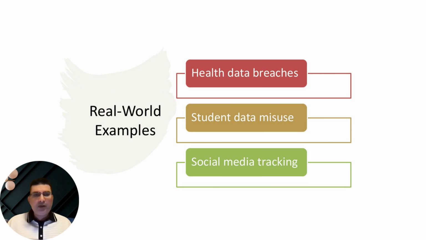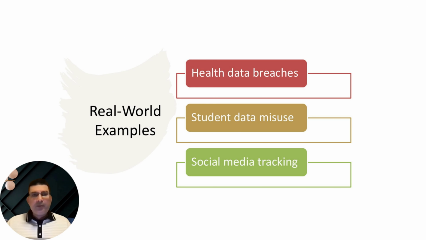Example 2. Student data. Universities collect grades, attendance, behavior logs, online activity, used for early warning systems, advising, retention, but misuse can label students unfairly, create self-fulfilling prophecies, reduce opportunities. Ethics is critical here.